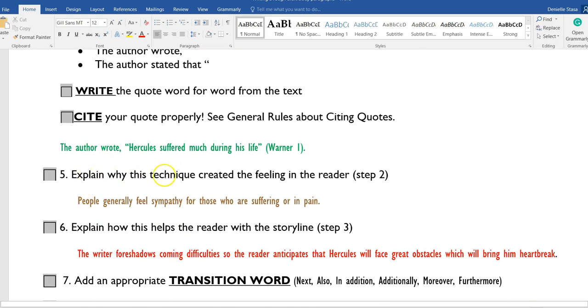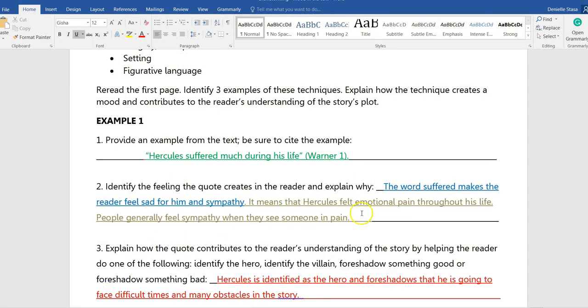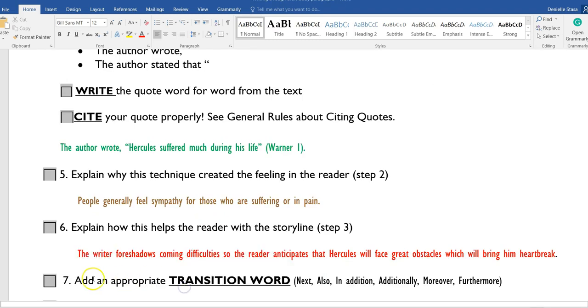Step 5 then is we're going to explain why this technique created the feeling in the reader. So you did that on your brainstorming sheet if you filled it out. Okay, so down here, right, I said it means that Hercules felt emotional pain and people generally feel sympathy when they see someone in pain. That's the why, right? So in number 2, we identified the feeling it created and why it created it. That the word suffered created sympathy for us, made us feel sad for him, because we knew he was in emotional pain, and we generally feel sorry when someone's in pain. So that's what we're going to state next. We're going to state people generally feel sympathy for those who are suffering or in pain.